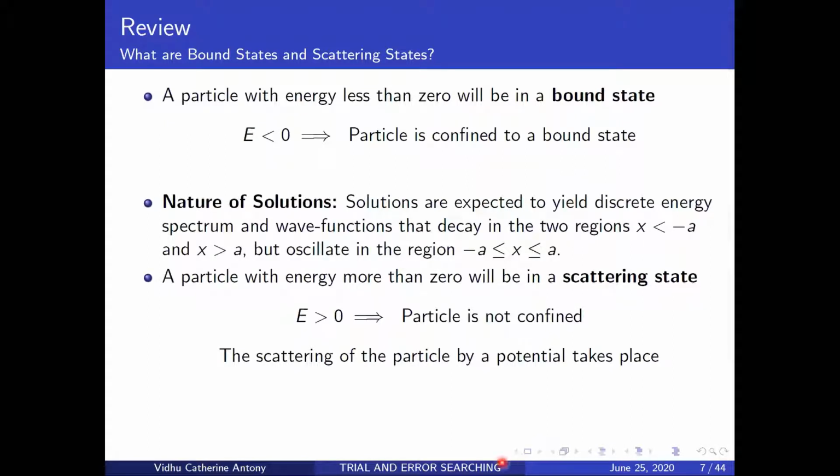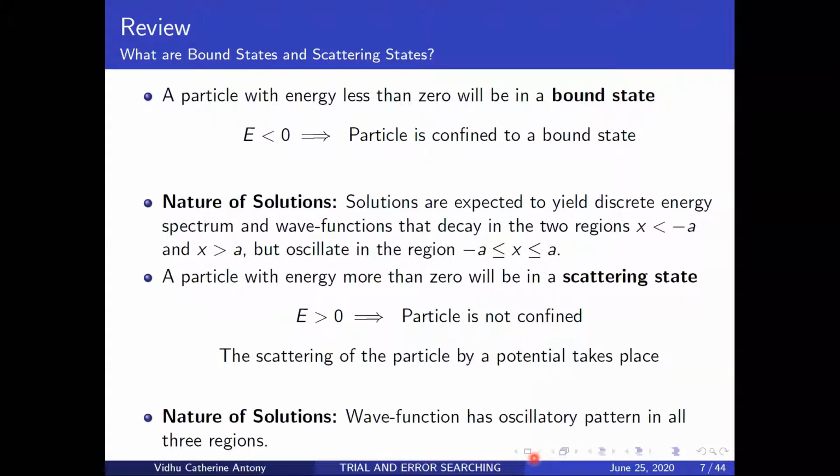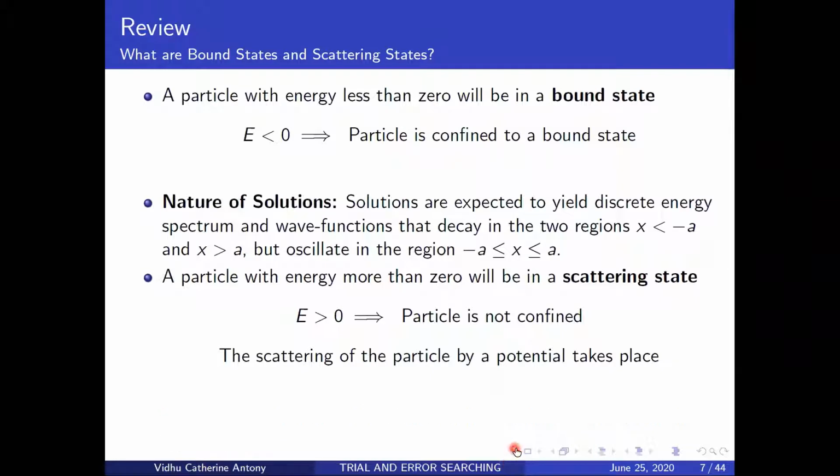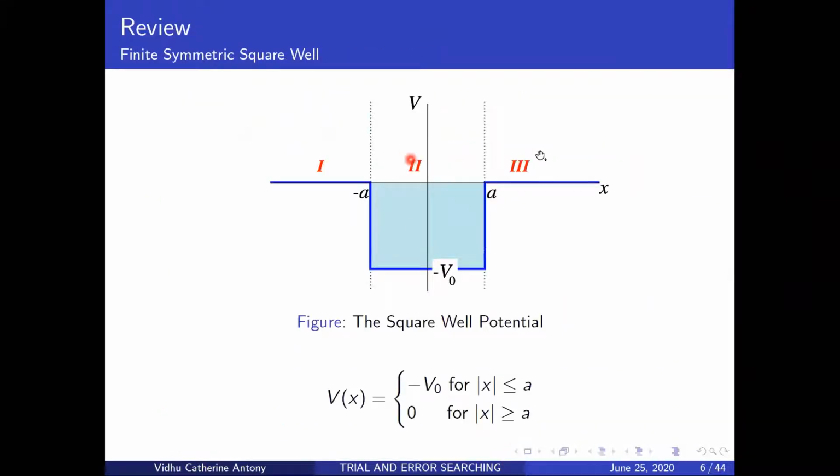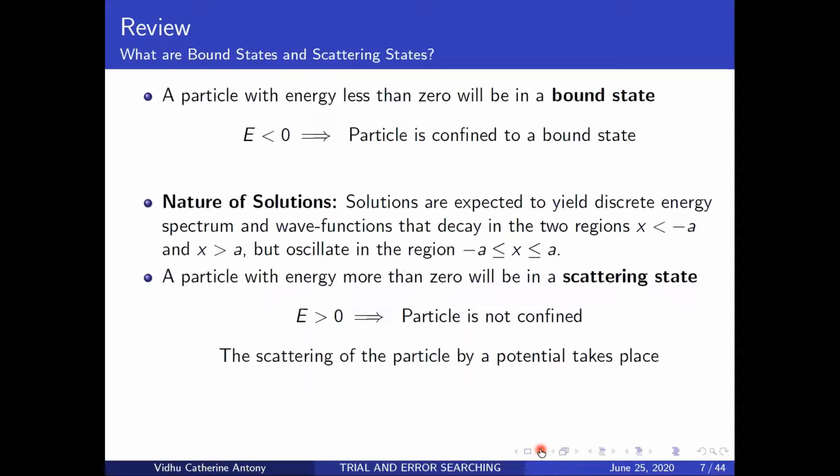So when do you say you have a particle which is in the scattering state? When the particle has energy greater than 0, the particle is said to be in the scattering state. And the wave functions have an oscillatory pattern in all three regions: 1, 2, as well as 3, the wave functions are oscillatory in nature.